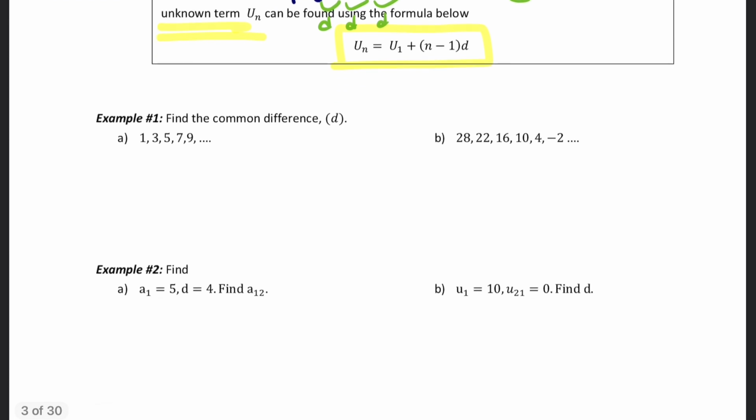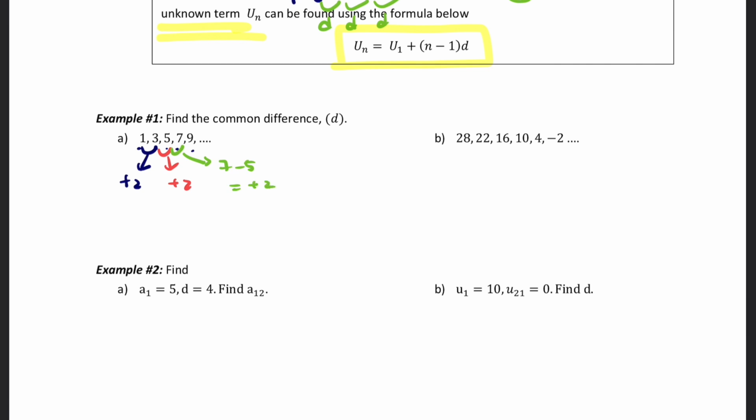So example number 1, when you look at this, we have to find the common difference d. With question A, we have 5 terms: 1, 3, 5, 7, 9. What we're going to do first is identify the difference between the first and the second term, so 1 and 3. The difference here is positive 2. If you look at the second and third term, the difference between these two numbers is, again, positive 2. If you look at the third and fourth term, the difference, which is 7 minus 5, is again positive 2.